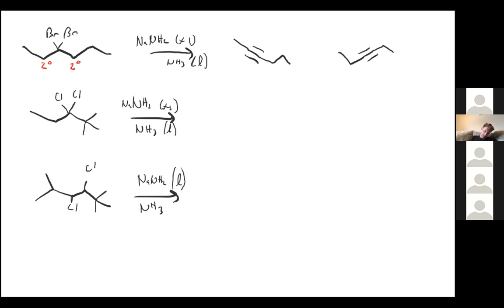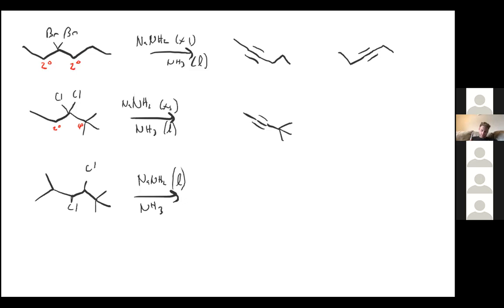At our next one, we have a quaternary center, which means there's no H's to pull off to do an elimination, versus a secondary center. So this could be selective for that secondary center, because you'd be making like 6 bonds to carbon if you try to do it on the other side. So this should end up giving us a triple bond that looks something like this here.